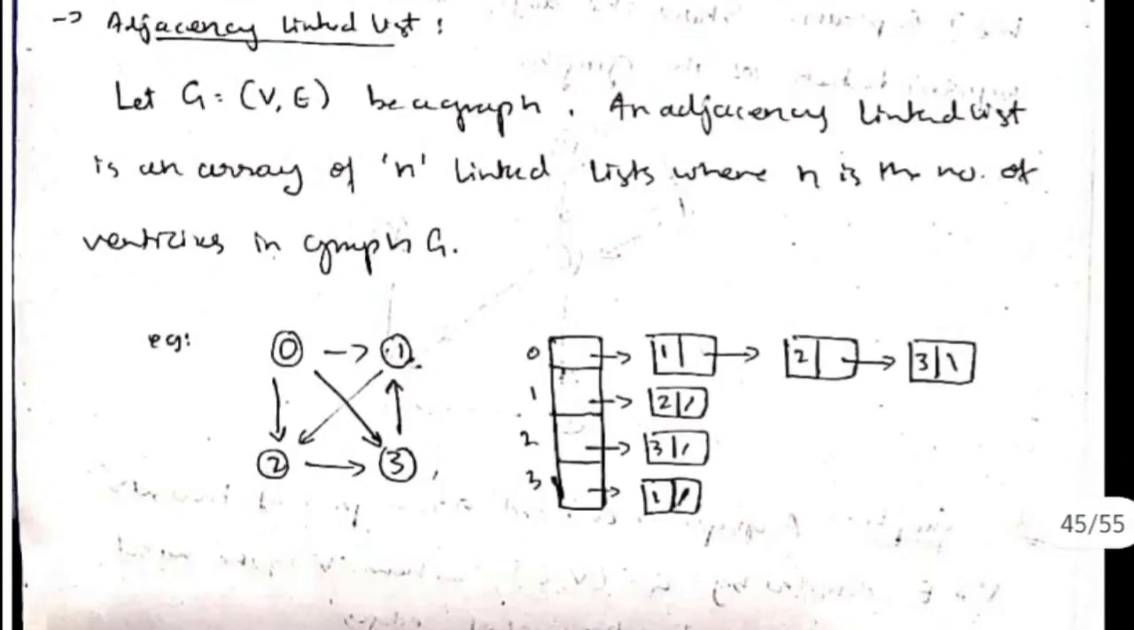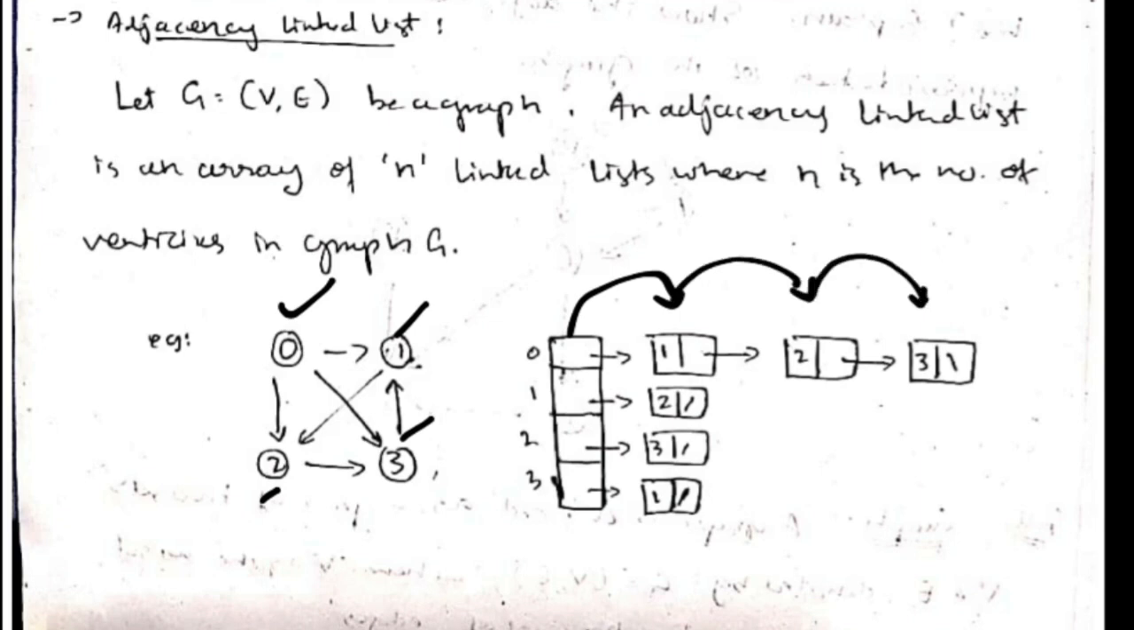In adjacency linked list, we'll have all these nodes connected together, meaning there is an edge from 0 to 1, 3 and 2. So what we'll do, we'll make a node here, and we'll insert the next node, which is 2, and the next node, which is 3. So all of these nodes pointed by 0 are placed in a sequential order. Similarly for other nodes also.